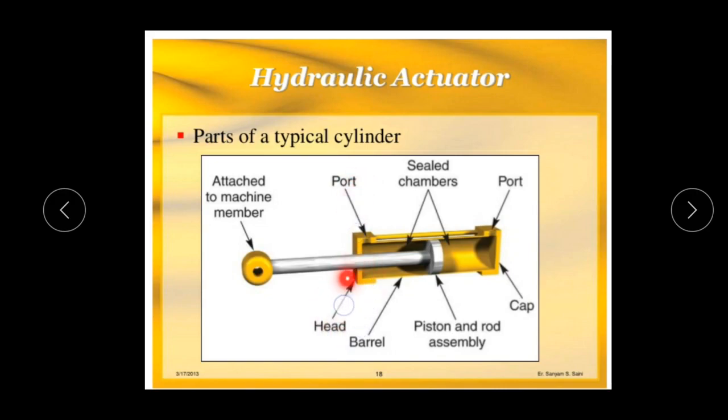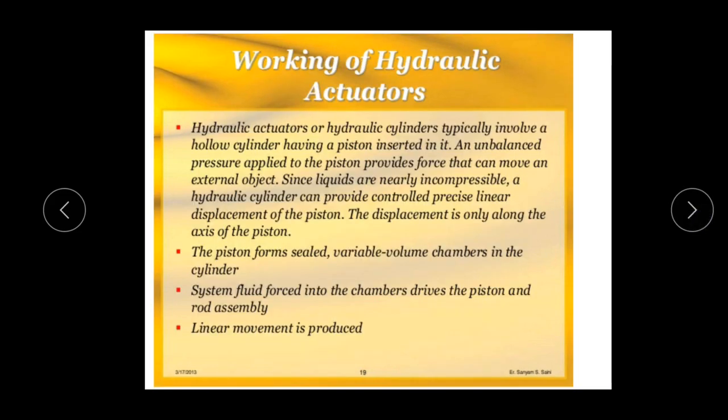As we can see, the bottom portion or area is called the head, and this portion is called the barrel. This is the top portion. This is the sealed chamber, and this is the piston head, which is also called the piston and rod assembly. This is port A at the piston end, and this is the cylinder cap.